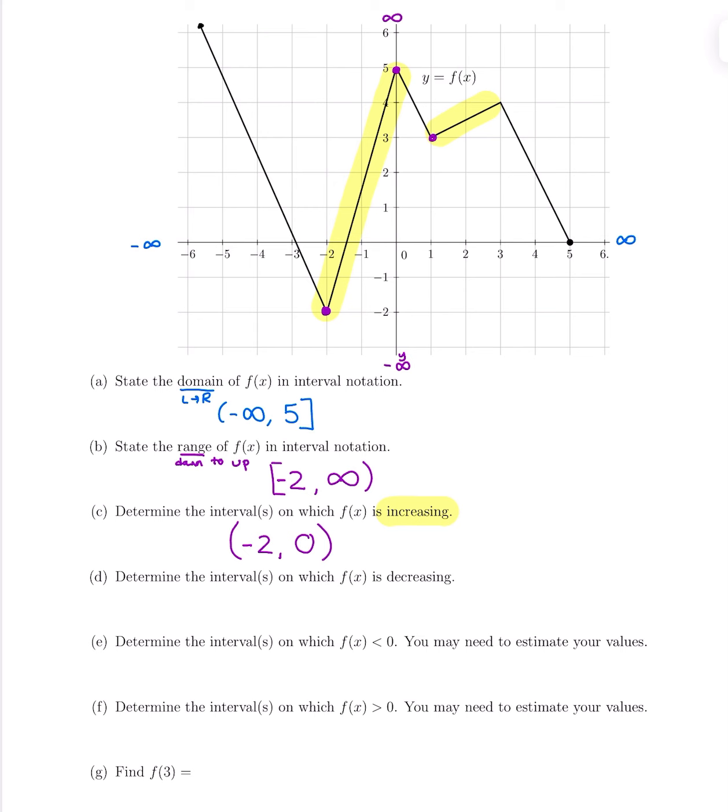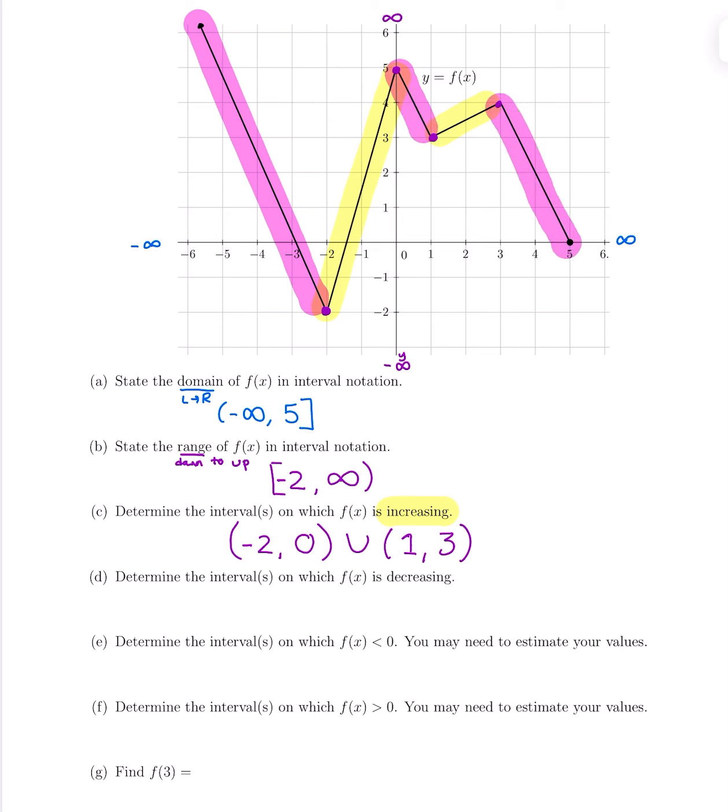And then this next interval goes from here to here, and I want to read that in terms of x values. So I'm going to start at 1 and go to 3. So I'm going to union 1 to 3. When it's more than one interval, we put a union symbol. Now I'm going to go back in and try to highlight what's decreasing. So I have this piece here that is decreasing. I have another piece here that's decreasing.